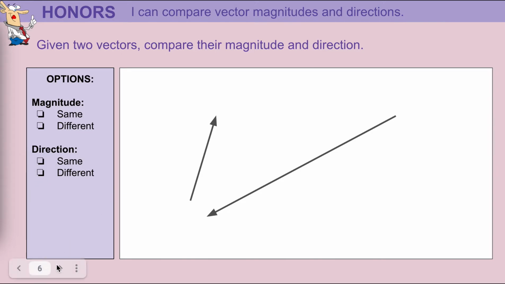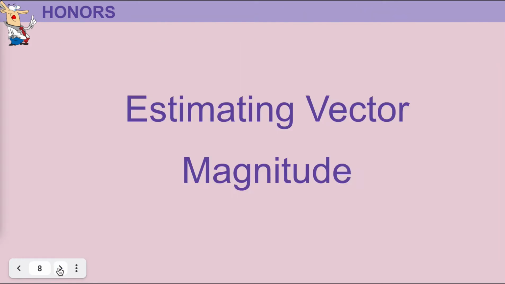Okay. And then finally, for my examples, we'll notice that these two arrows are the same length. And so because they're the same length, the magnitude is the same. And the direction is different. Okay, now when you work on the homework, it'll be something similar to that. All right, now let's do the next one.